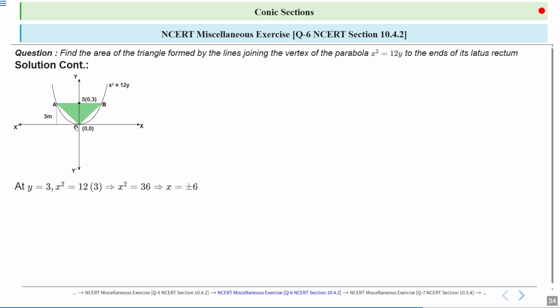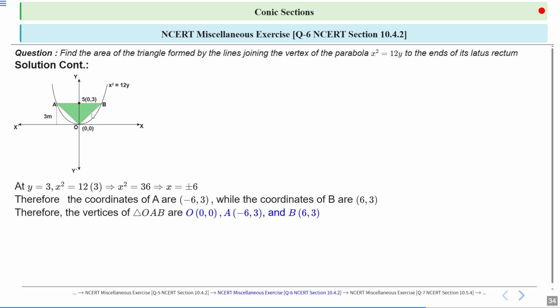At y is equal to 3, x square is equal to 12 times 3. It implies x square is equal to 36, and it implies x is equal to plus minus 6. Therefore, the coordinates of point A are (minus 6, 3), while the coordinates of point B are (6, 3). Therefore, the vertices of triangle OAB are (0, 0), (minus 6, 3) and (6, 3).